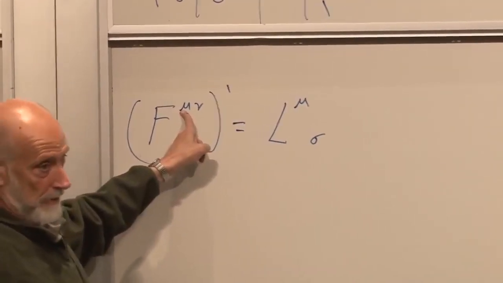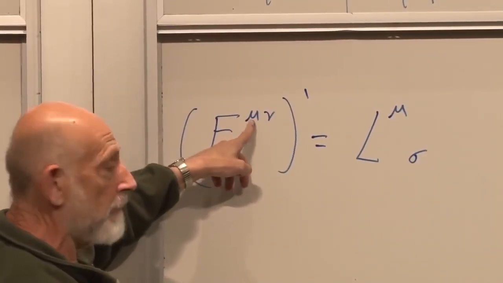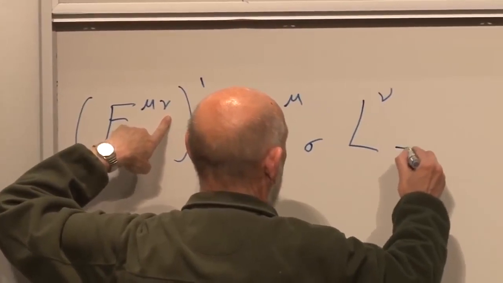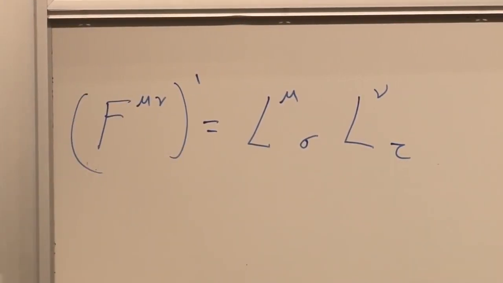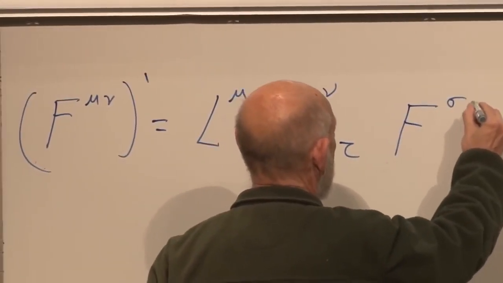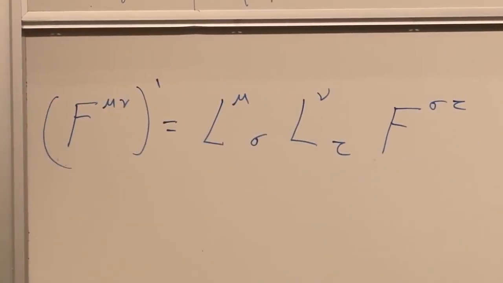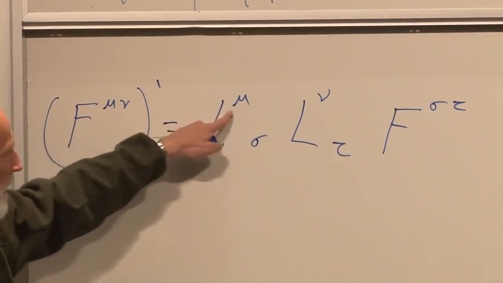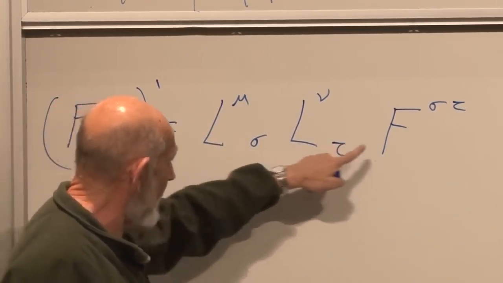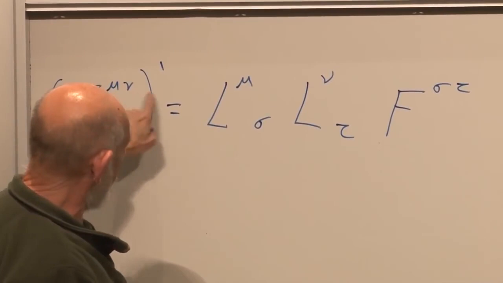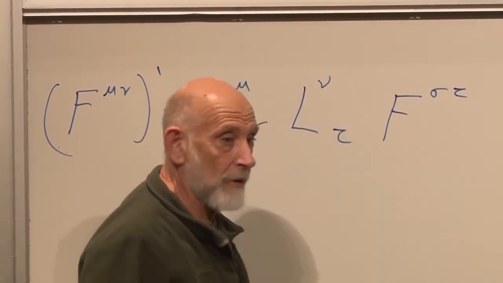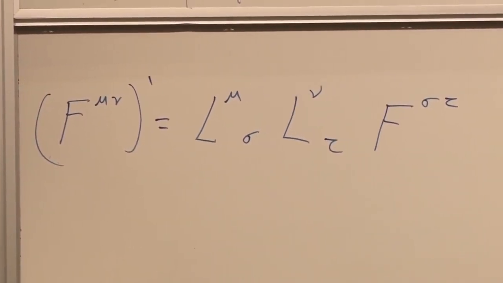That's how the mu index is associated with the transformation of the mu index. For the transformation of the nu index, you put another L, this time, and introduce another summation index. What do you multiply it by? You multiply it by F sigma tau. In other words, the way the mu index transforms is exactly the way it would if there was only the mu index, L mu sigma, F sigma. The way that nu index transforms is exactly the way a nu index would transform, L nu tau, F tau. When both indices are present, that's it, very simple rule.